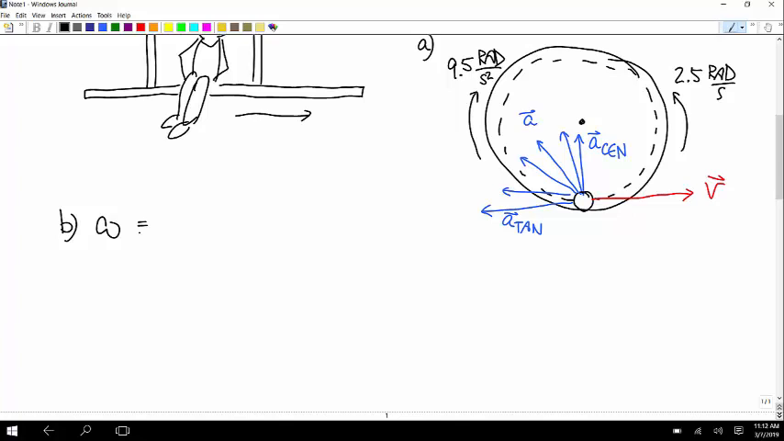And then part B. Omega has a magnitude of 2.5. Since it's counterclockwise, that's positive. So positive 2.5 radians per second. Alpha has a magnitude of 9.5, and it's in the clockwise direction, so negative 9.5 radians per second squared.